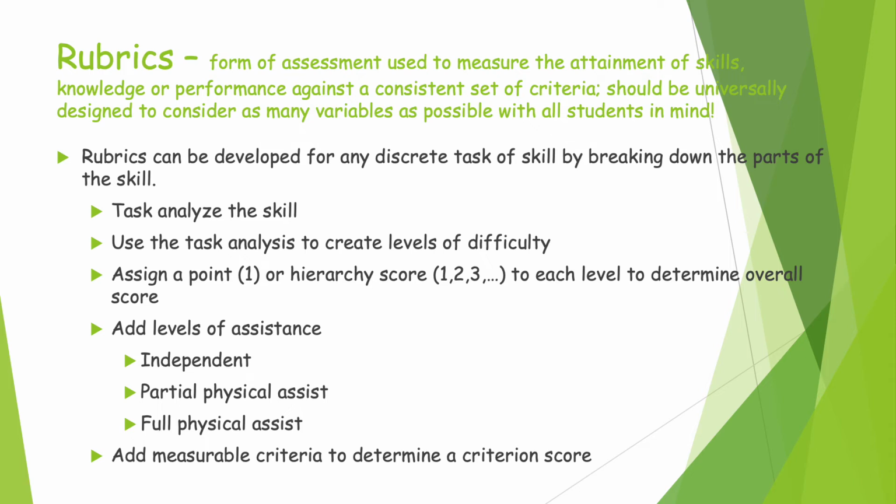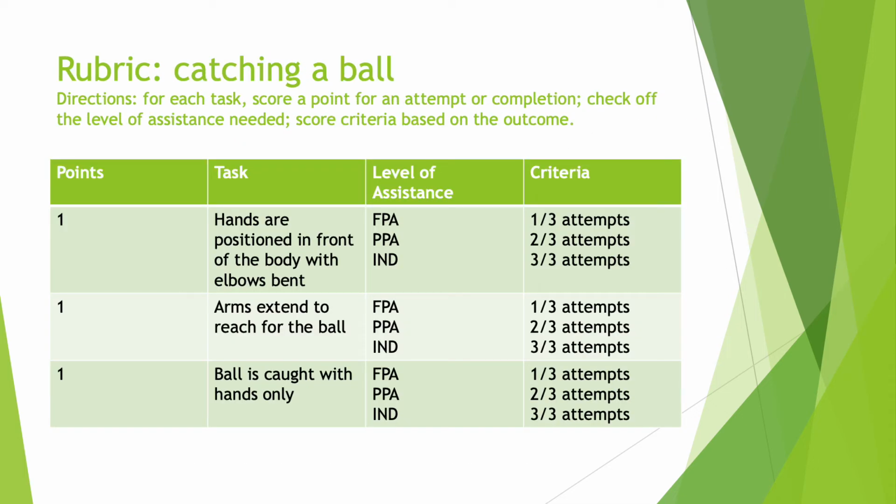So we're going to task analyze a skill. We're going to break a skill down to its components. Then we would use that task analysis to create levels of difficulty. We would assign a point or hierarchy score to each level to determine the overall score, and then add levels of assistance, which we talked about, and then add measurable criteria to determine a criterion score. So here is an example of a rubric of catching a ball.